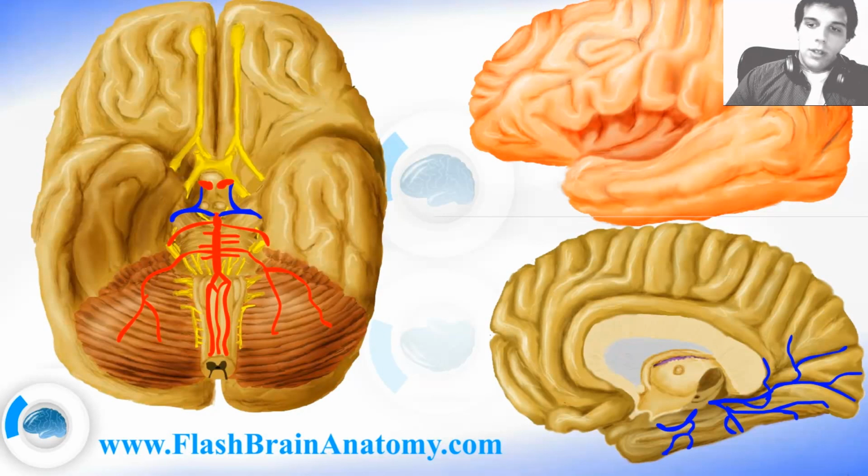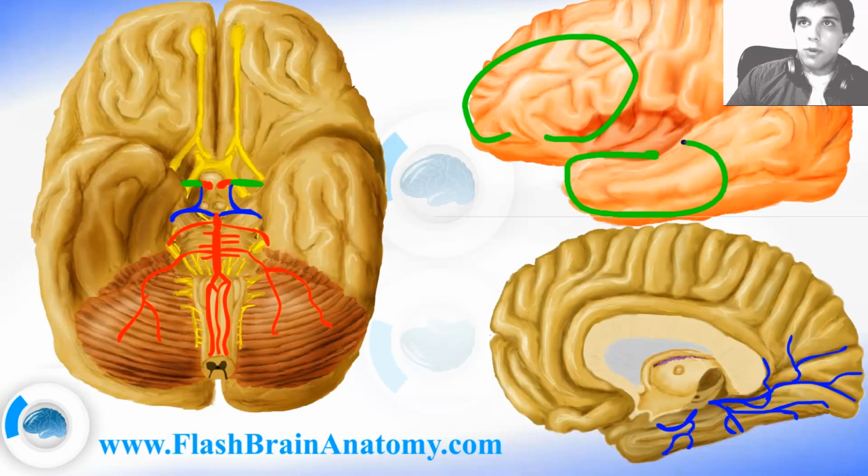Now I will illustrate the middle cerebral artery. It comes here from the internal carotid artery and joins the posterior communicating artery here, and it becomes the middle cerebral artery. It enters here between the temporal lobe and the frontal lobe of the brain, and it exits here in the insula between the frontal lobe and the temporal lobe of the brain.